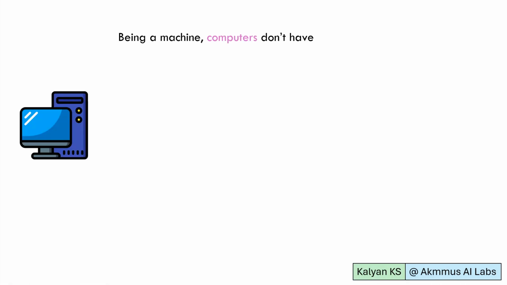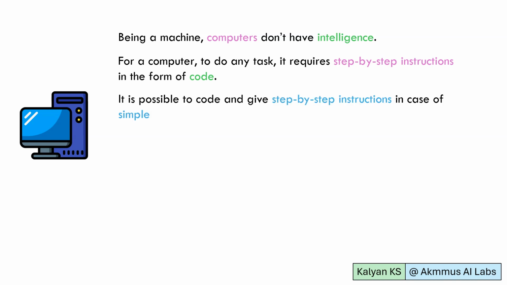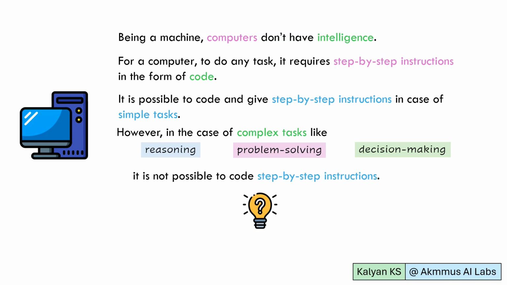Being a machine, computers don't have intelligence. For a computer to do any task, it requires step-by-step instructions in the form of code. It is possible to code and give step-by-step instructions in case of simple tasks. However, in the case of complex tasks like reasoning, problem-solving, and decision-making, it is not possible to code and give step-by-step instructions. Then, how can we make computers do complex tasks? The solution for this is artificial intelligence.